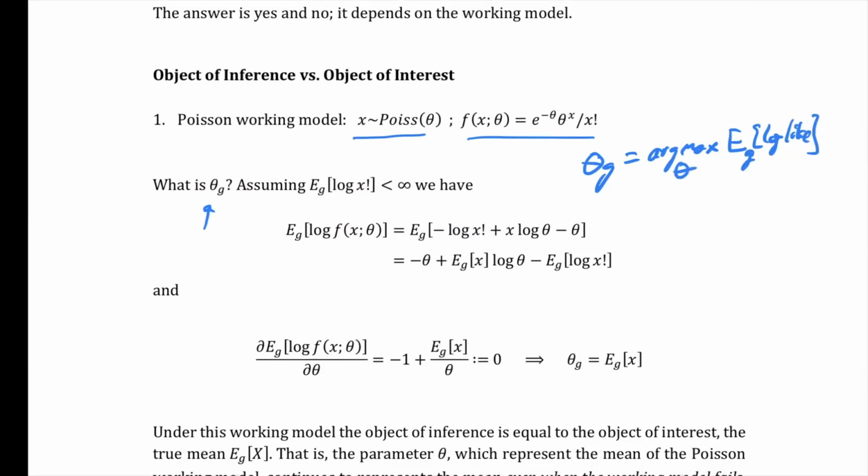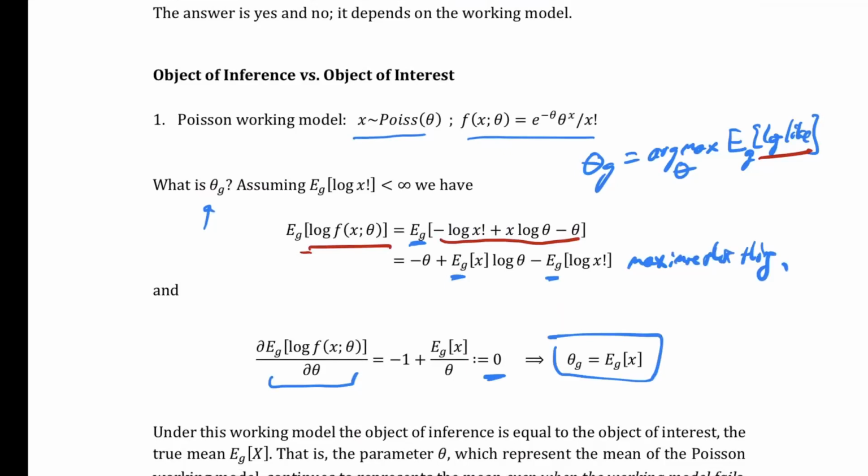Okay. Well, this log likelihood is this thing. So I'm going to calculate the log likelihood on the inside, and then I'm going to pull through this expectation. And that's what I did here to the random pieces. And then I need to maximize this thing. So I'm going to take the derivative of it, and I'm going to set it equal to 0. And that only happens when theta is equal to the expected value of x. So theta g is the expected value of x.